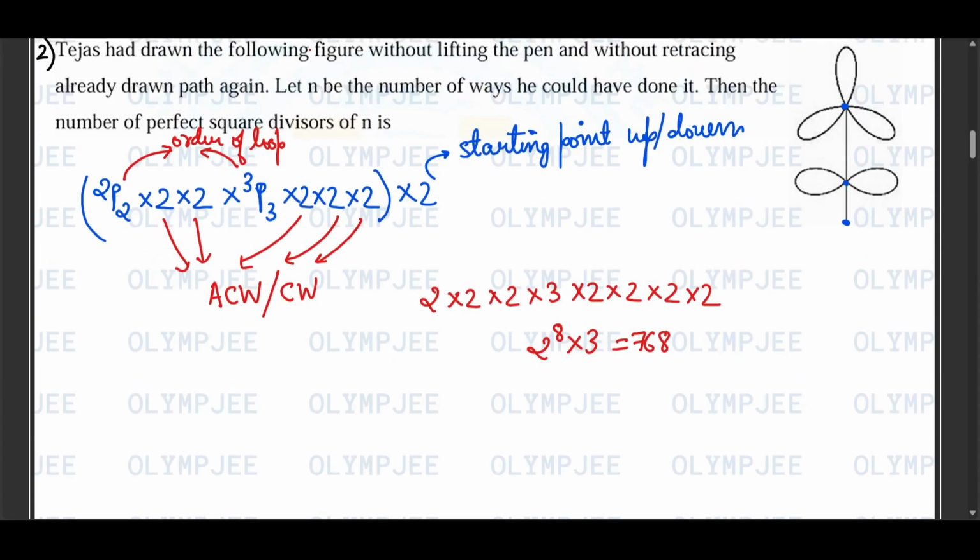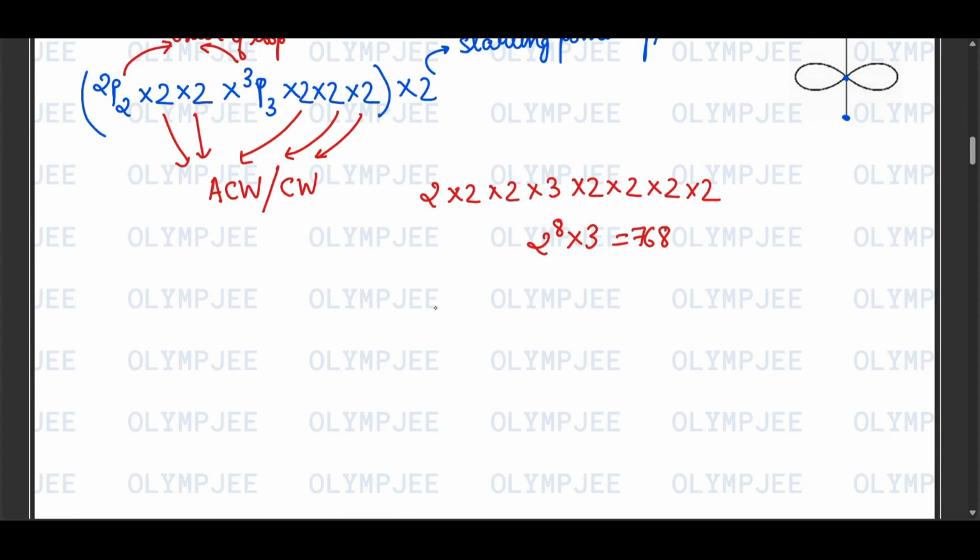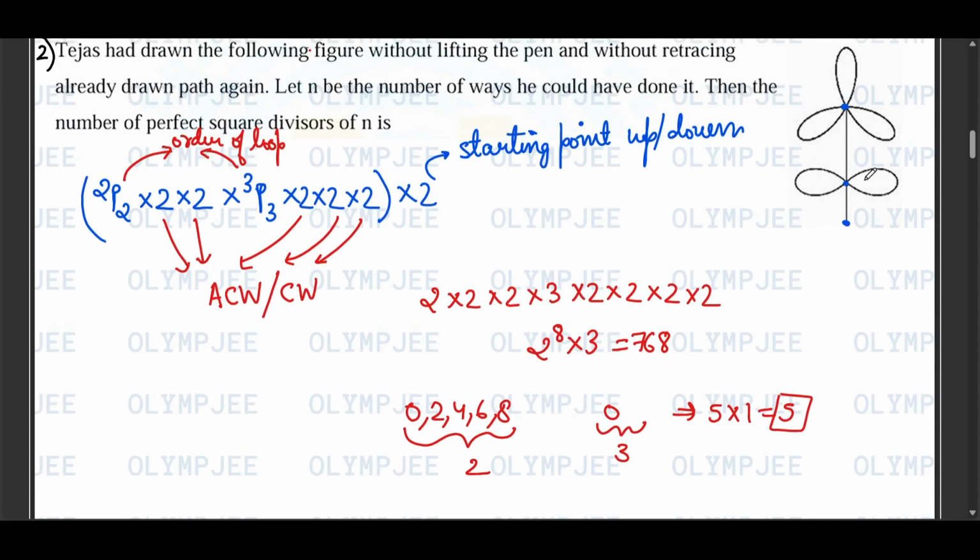So they are asking for the number of perfect square divisors of n. So if the divisor is a perfect square, then it must have even power of the prime factor. So for 2 it can either have 0, 2, 4, 6, 8, and for 3 only 0 is possible. So this has 5 options and this has one option only. 5 into 1 is 5. So the answer is 5. This was a bit tricky if you didn't consider the anti-clockwise and clockwise thing.